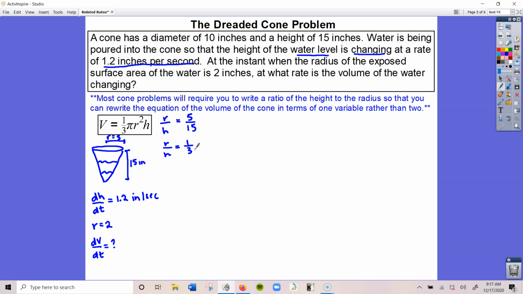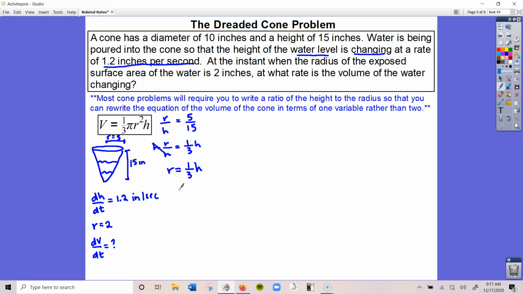Now I want an expression with just h, meaning I'm going to solve for the radius. If you want to write your equation for volume in terms of h, you solve for r. If you want to write the equation for volume in terms of r, you solve for h. So here I want it with h since I'm given dH/dt, because if I used r, then I would need dr/dt. So I'm going to multiply h to both sides. So the radius is equal to 1/3 h.